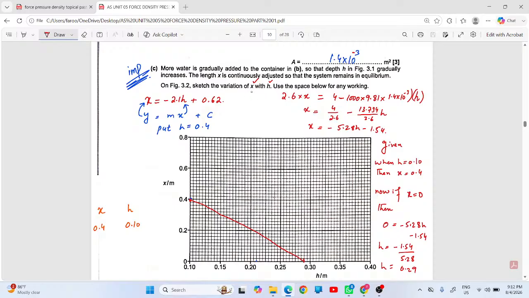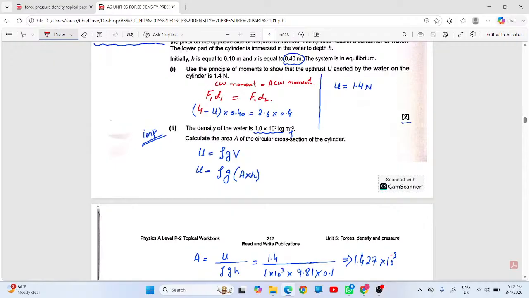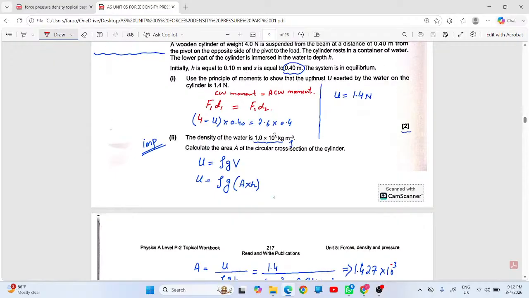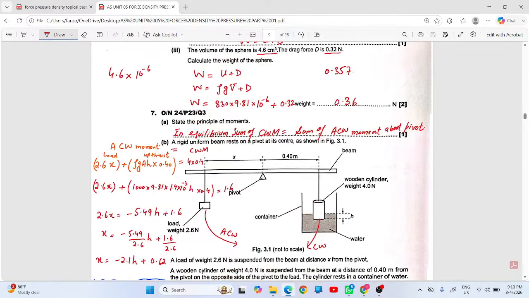मतलब हमने we have to plot the graph of x and h. Use the space below for the working. So we know that the above equation is what? ये वाली इक्वेशन हमने दोबारा लिखी है कि क्लॉकवाइज मोमेंट इक्वल्स एंटी क्लॉकवाइज मोमेंट। सो आवाज आ रही है आपको? ओके, सो एंटी क्लॉकवाइज मोमेंट इज 2.6 into initially it is 0.4.